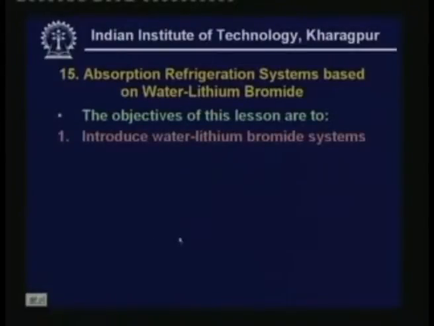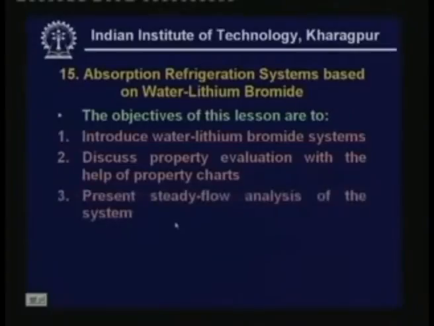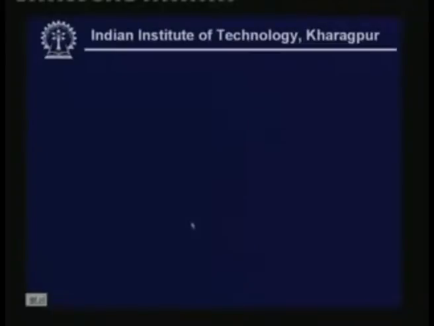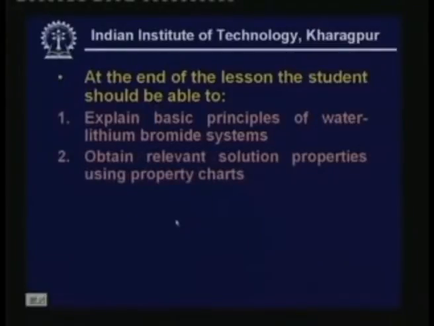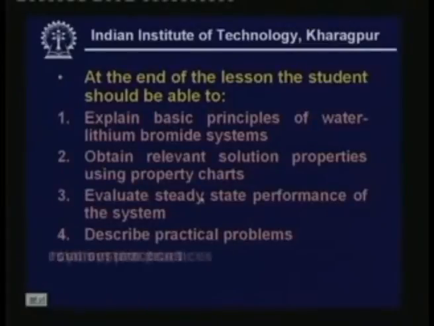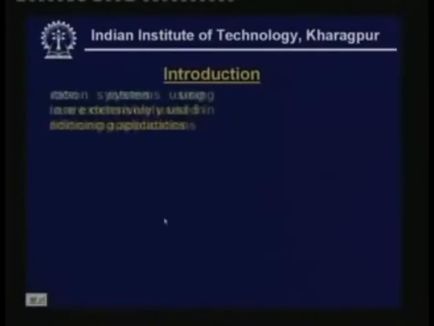Introduce water lithium bromide systems, discuss property evaluation with the help of property charts, present steady flow analysis of the system, discuss typical problems associated with this system, and finally describe commercial systems. And at the end of this lesson, you should be able to explain basic principles of water lithium bromide systems, obtain relevant solution properties using property charts, evaluate steady state performance of the system, describe practical problems, and discuss commercial system practices. Let me give a brief introduction.